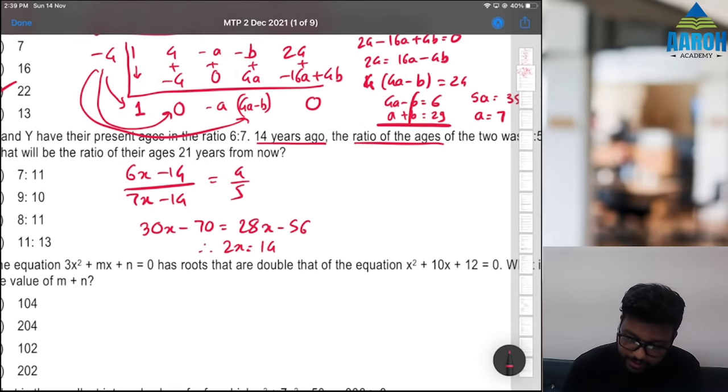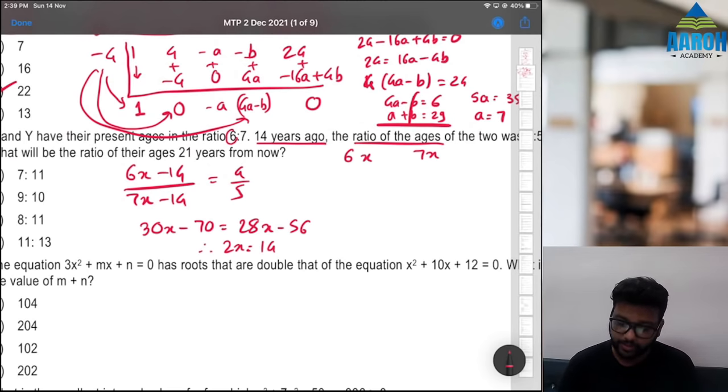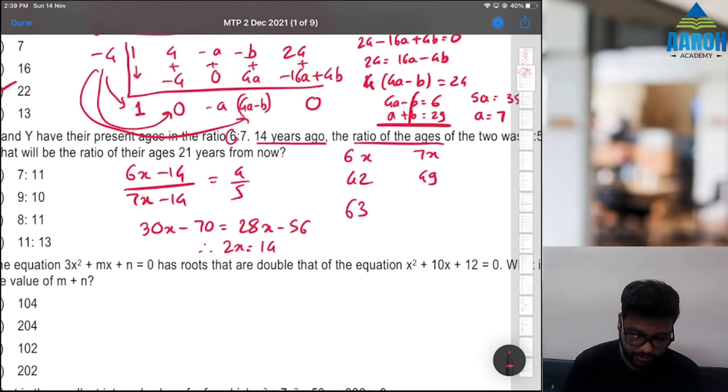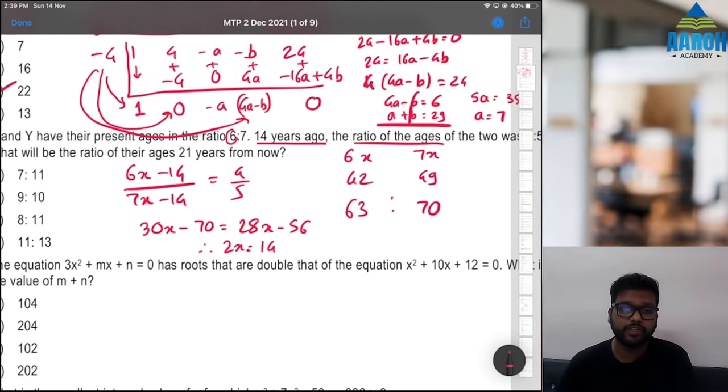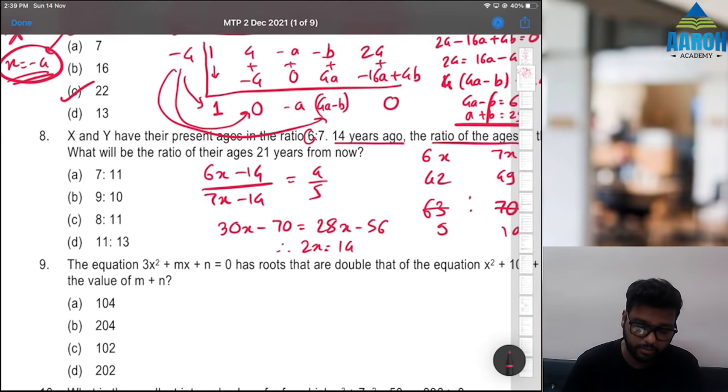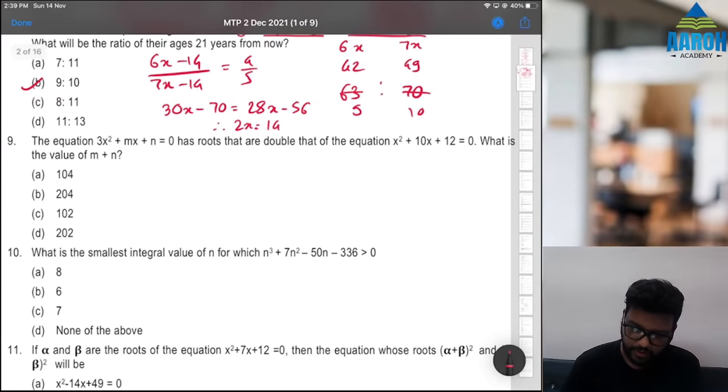That means their current ages are 6x and 7x, that is 6 into 7 and 7 into 7, right? So after 21 years, their ages will be 63 and 70. So the ratio will be 63:70. Okay, we can divide it by 7, so it will be 9:10. Option B is the correct answer. I hope everyone has got this. 9th is a good one.